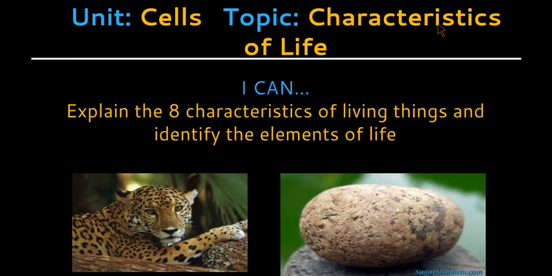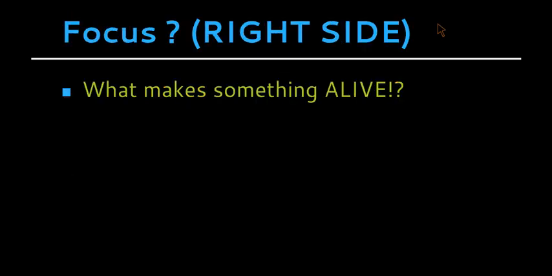Our objective for today is I can explain the 8 characteristics of living things and identify the elements of life. Right now, I need you to copy down your focus question in green. It's going to go on the right side of your science notebook after that big margin. What makes something alive?